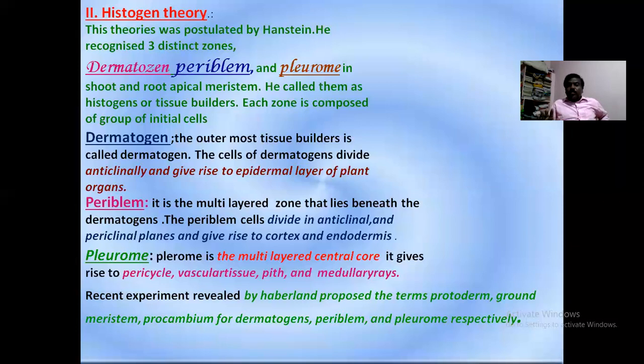Recent experiments revealed by Haberlandt proposed the terms protoderm, ground meristem, and procambium for the dermatogen, periblem, and plerome respectively. Dermatogen is also called protoderm, periblem is also called ground meristem, and plerome is also called procambium. These three words were proposed by Haberlandt.